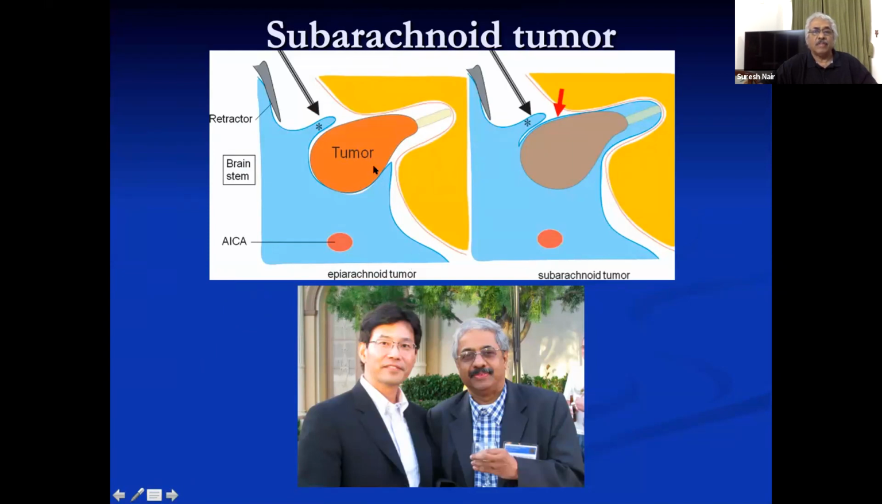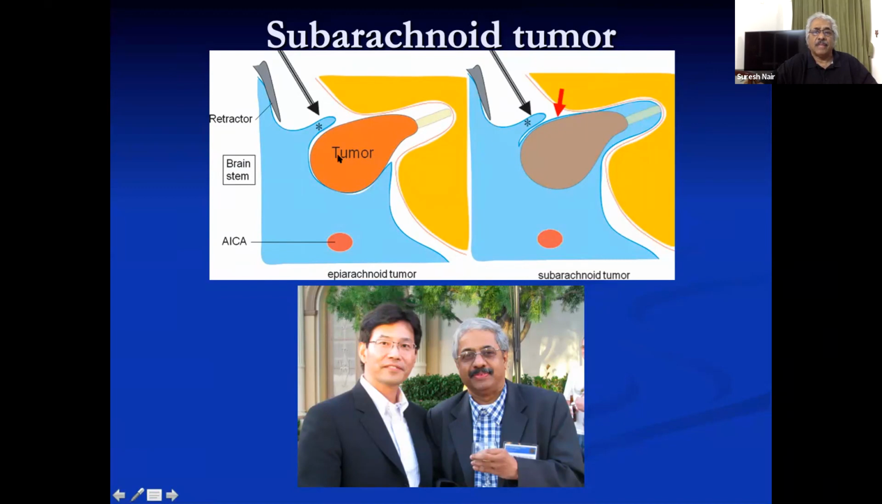So his concept is, there are two cartoons here. This cartoon depicts a tumor which is epiarachnoid. This cartoon depicts a tumor which is subarachnoid, because you are seeing an arachnoid here. Here there is no arachnoid over the surface of the tumor. What Professor Kono did in Tokyo, he took a cut specimen from the top of this tumor and sent it for examination. He found that almost all of them have an arachnoid over the tumor. And so for the first time they also told that these tumors are not epiarachnoid.